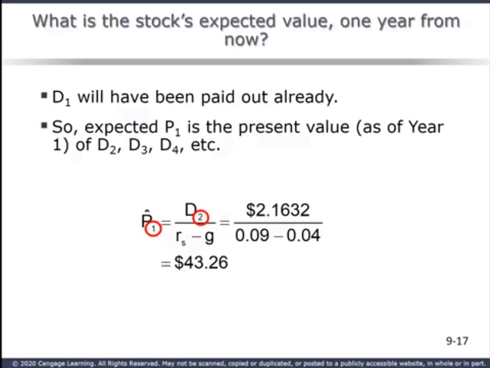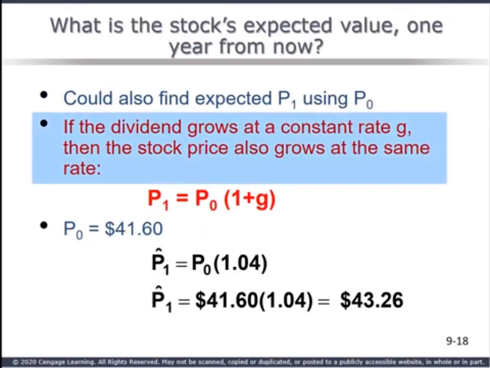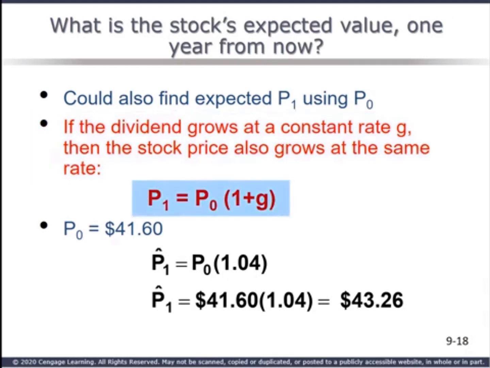Suppose we want to find the expected price of our stock 1 year from now. 2 ways to find it. Solve for D2, which we did, 2.1632, and divide by R minus G. Or, if the dividend is growing at a constant rate of G, then the stock price is also growing at the same rate. The stock price at time 1 is the price at time 0 times 1 plus G. As shown on the slide, same price.